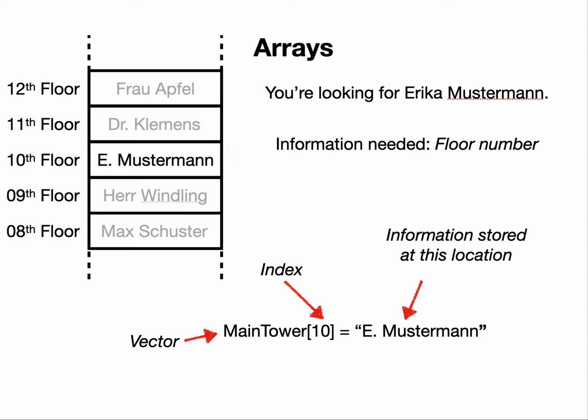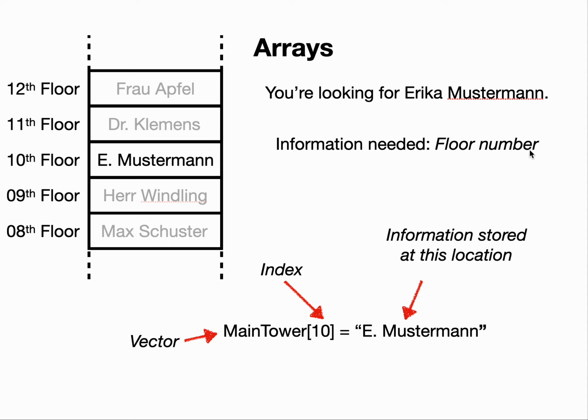So that's a more schematic way of representing the inhabitants of the tower. This is like a vertical ladder here. You have different floors. On the 8th floor there's Max Schuster, on the 9th floor there's Herr Windling, on the 10th floor there's Erika Mustermann, and she also has neighbors upstairs, Dr. Clemens and Frau Apfel. So when you want to reach Erika Mustermann, you need one piece of information, and this is the floor number.